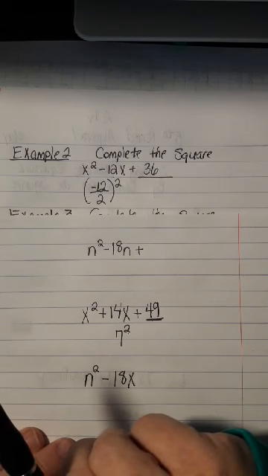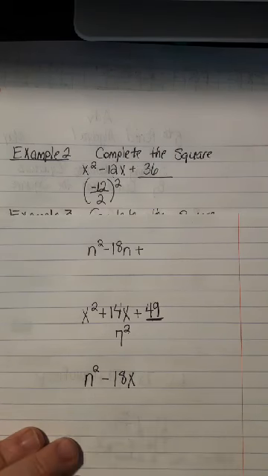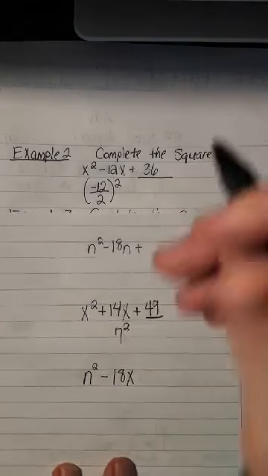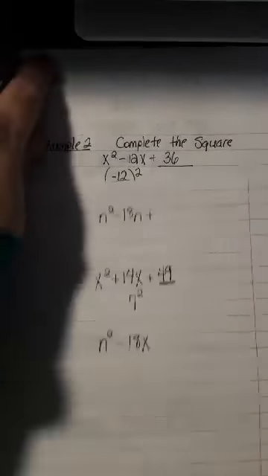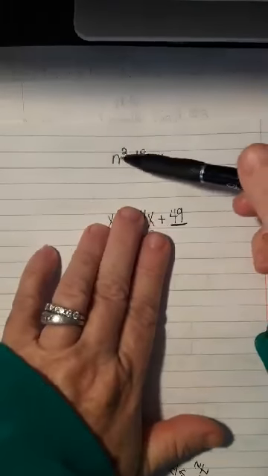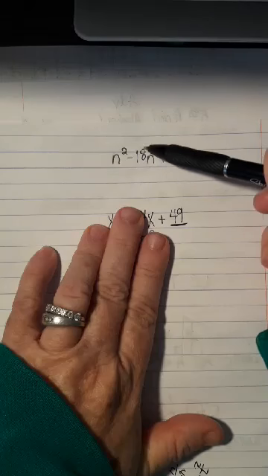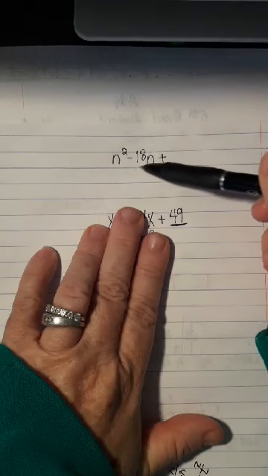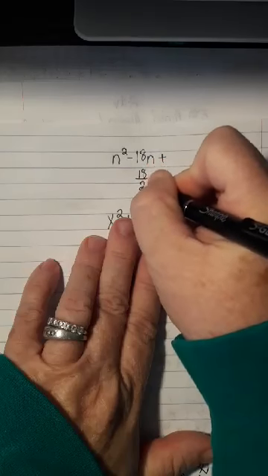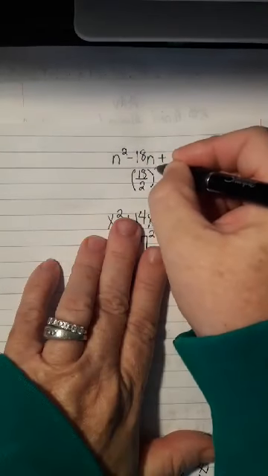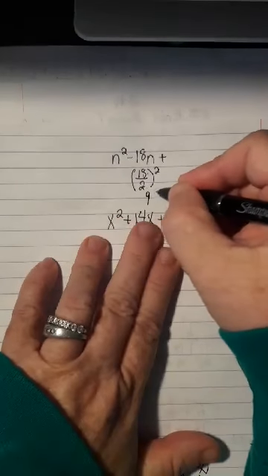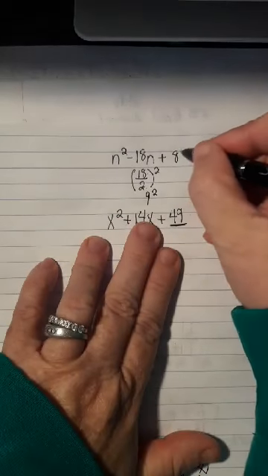Y'all still with me? To complete the square, n squared minus 18n, you take this 18 that's next to the n, and you half it. When you half 18, then you have to square it. Half of 18 is 9, and 9 squared is 81.